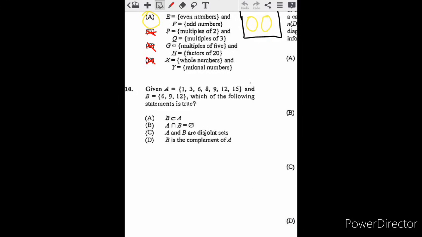10. Given A is equal to 1, 3, 6, 8, 9, 12, and 15, and B is equal to 6, 9, 12, which of the following statements is true? So B is a subset of A, meaning that everything that's inside of B is also in A. And in B, we can see we have 6, 9, and 12. Therefore, our answer would be A because everything in B is also in A.